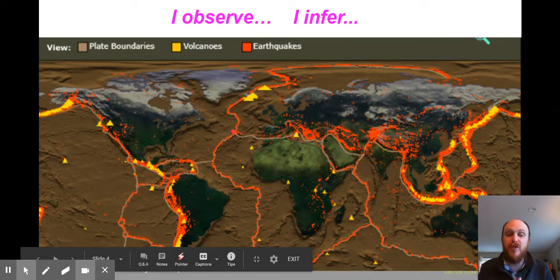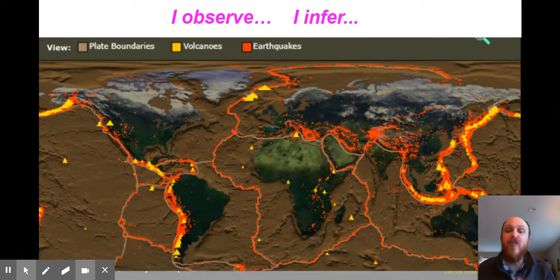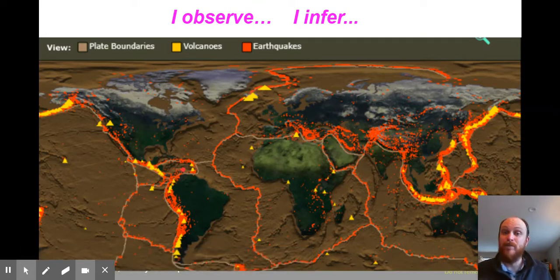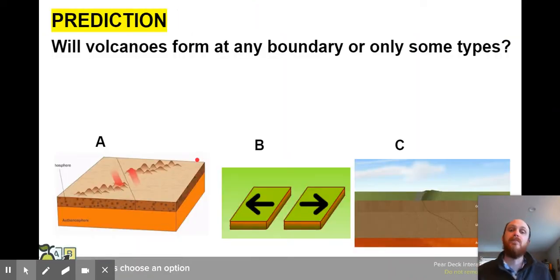Can you come up with what you observe? And can you infer something based on this? Again, on Pear Deck, you'd have you writing it in. But I'm hoping that you're seeing that earthquakes are happening at the plate boundaries. Volcanoes are forming at the plate boundaries. And that's 100% what I talked about a second ago. So we're going to be able to explain why that is today.